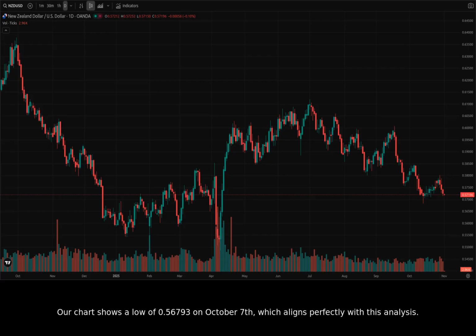Our chart shows a low of 0.56793 on October 7th, which aligns perfectly with this analysis. A break below this level would open the door for a much deeper correction. The momentum is clearly to the downside, with each rally attempt being sold into aggressively.